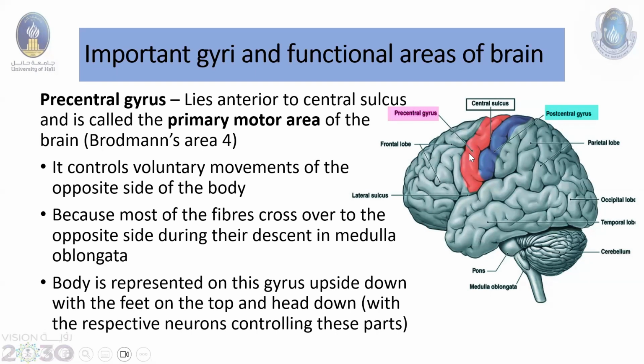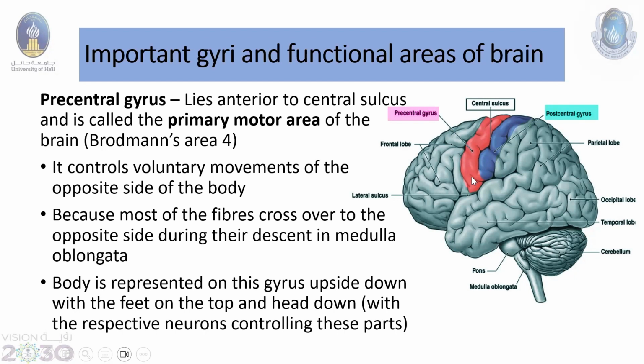And a scientist called Brodmann has classified all these important areas of the brain into different areas, and he has numbered them. And this is Brodmann's area number 4. So Brodmann is the scientist who found and classified these different areas, and he has numbered this as number 4. So this is the precentral gyrus, and this is the primary motor area.